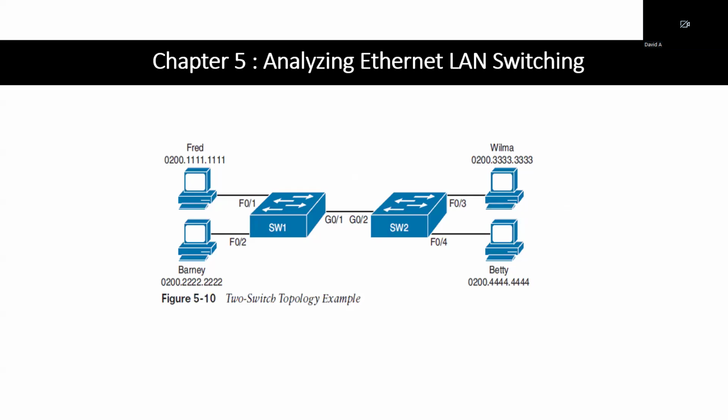Of course, switch one, if it wanted to learn about Wilma and Betty's MAC address, and we'll just talk about this topology now, is going to have the entry for Wilma and Betty, but it is going to have an interface entry for Wilma and Betty off the same interface, which is going to be gigabit 0/1.